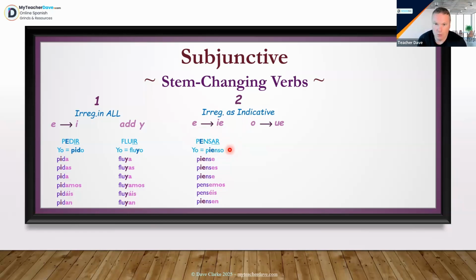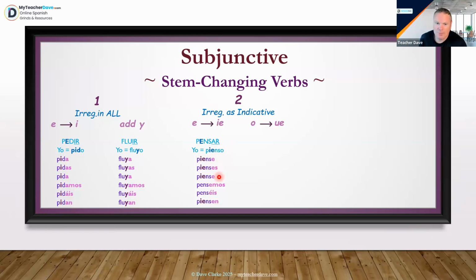So what's actually going on here? Well, we can see that we cut off our O, like we have to do, because the endings are the endings. We can't do anything about that. We're stuck with those endings. So we can see now that it's an AR verb, and the endings are the opposite endings, ER endings. So they'll all have an E in them. So that would give us piense, pienses, piense.